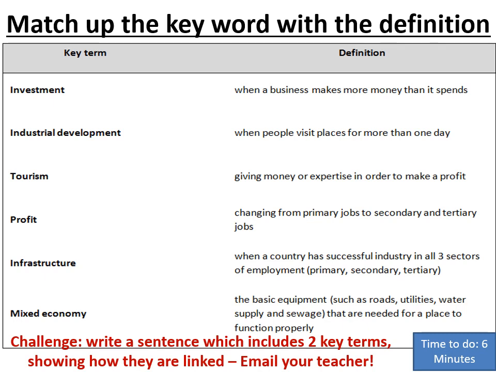You've got 6 terms on the left, from investment to mixed economy, and on the right you have some definitions. At the moment they're mixed up. Could you write out the key term with the definition? You can, for most of them, if not all of them, use the word means. So investment means, and then write the definition. Get cracking with that now. Take 5-6 minutes, and we'll look at the answers on the next slide. Pause the video now.